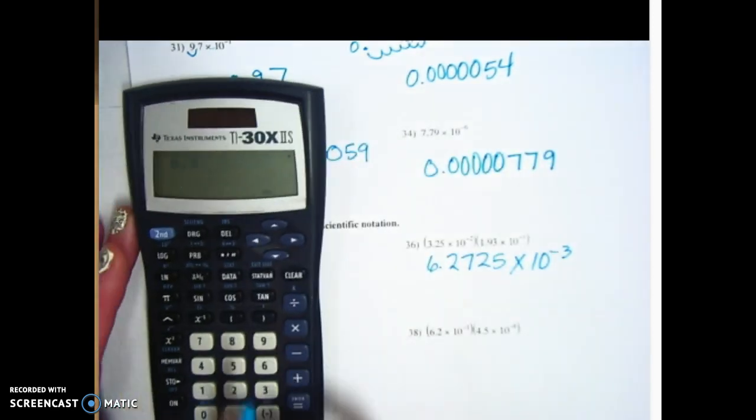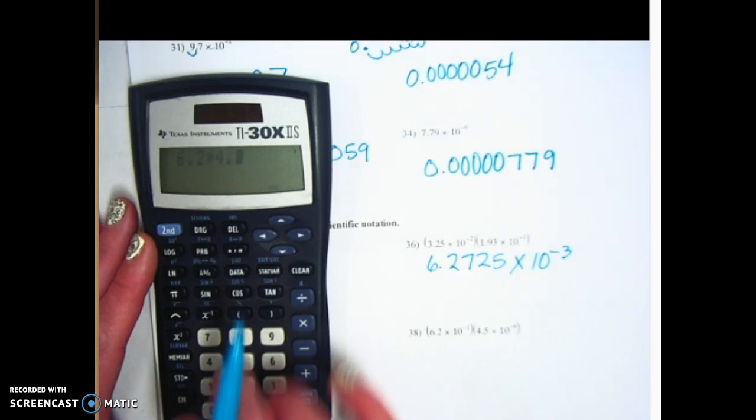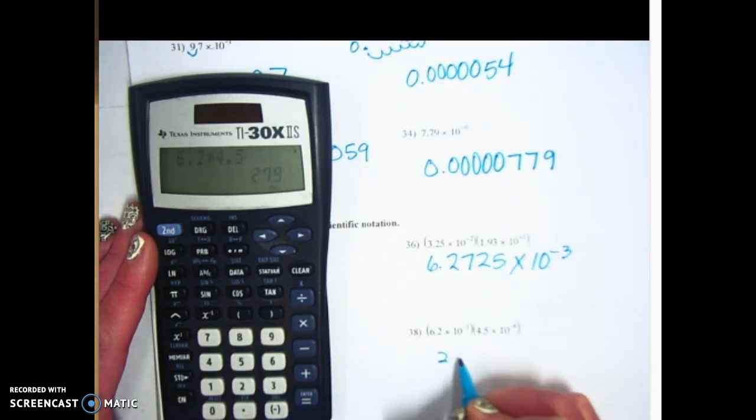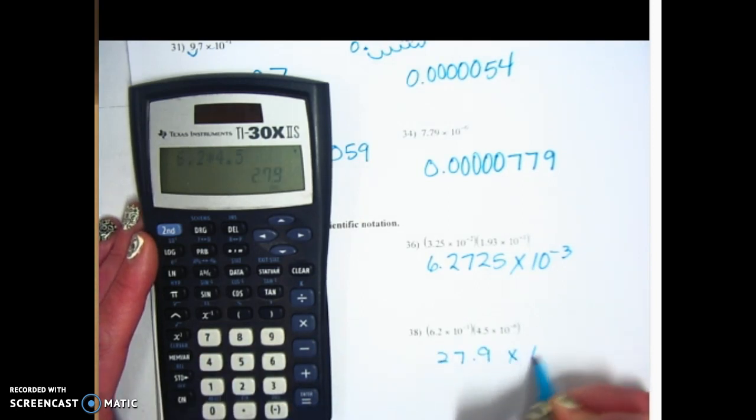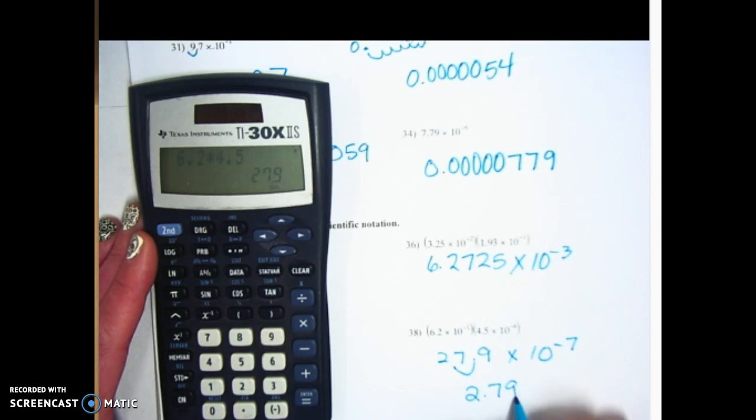So 6.2 times 4.5, I got 27.9 times 10 to the negative 7th, but we need to move the decimal point right there. So it's going to be 2.79 times 10 to the negative 6th.